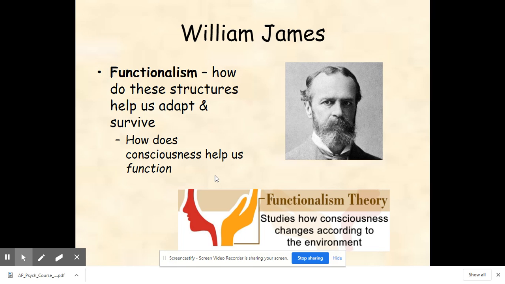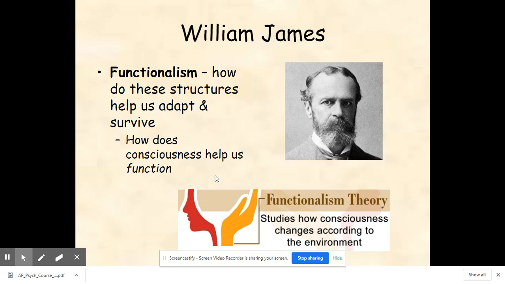So his field of psychology, which was at the same time but in America, was called functionalism. How do these structures help us adapt and survive? Rather than looking at the pieces of the puzzle, he looks at the whole. He looks at all of consciousness to see the overall purpose and the usefulness of the mind. It'd be like if you were a computer person looking at different parts of the computer, the CPU, I don't know much about computers, versus what do these things do to help this computer function?